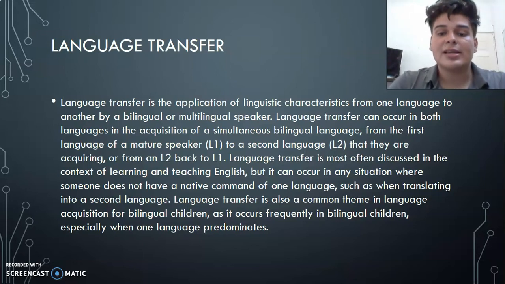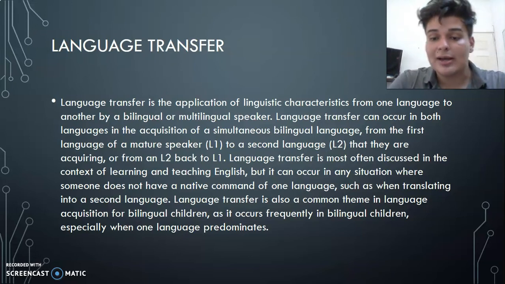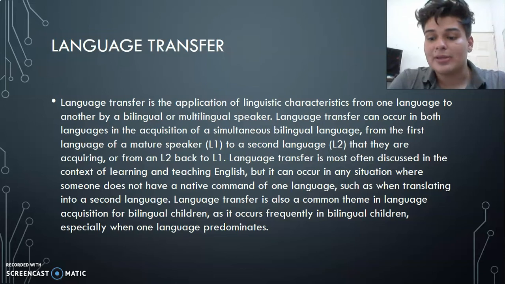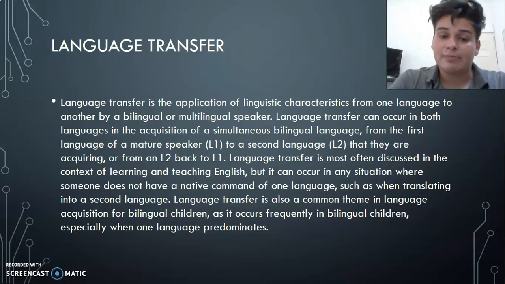So this is the case of something that immigrants created, that is Spanglish. They acquire unconsciously some words of English, but their own language is Spanish. So they can speak English very well, but they try to use some words of English and they create Spanglish. So this is language transfer.